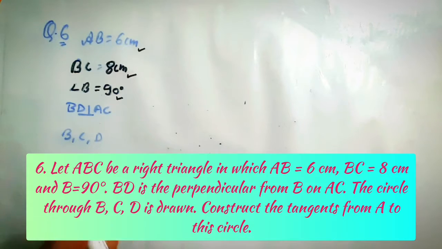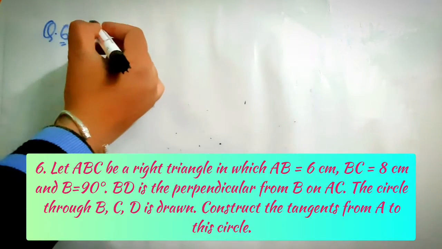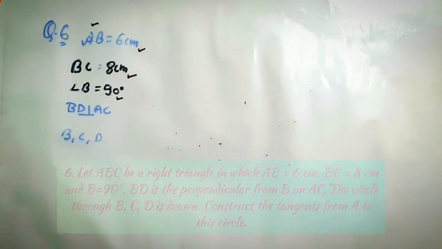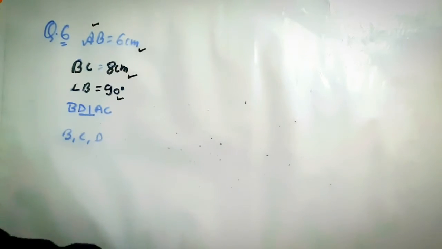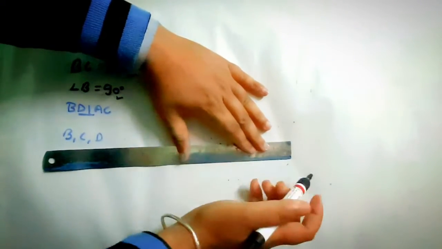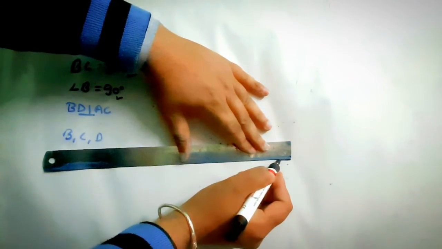Then what you have to do? You have to construct tangents from point A. So let us see the construction. First of all, draw AB equals to 6 cm.